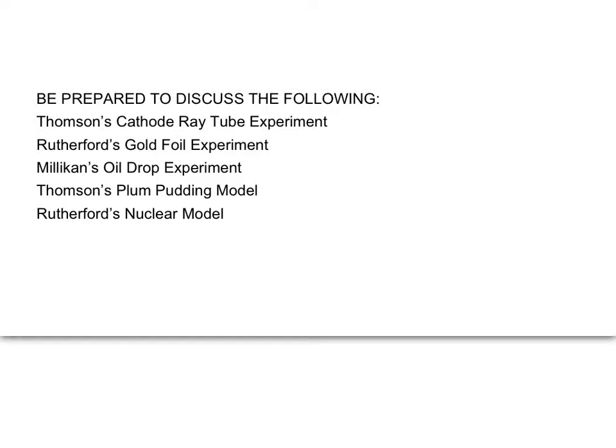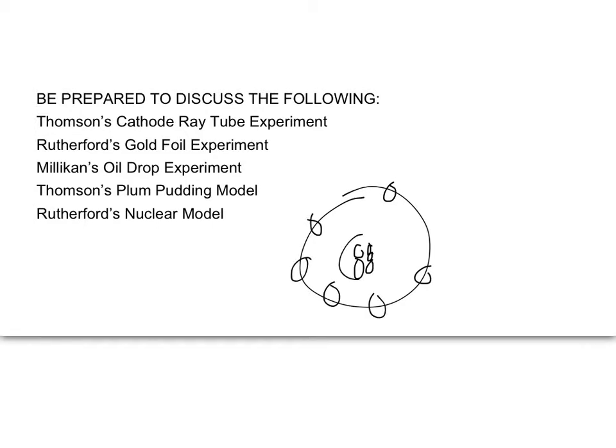Millikan's oil drop experiment, he used fine mists of oil and electrical charges to determine the mass of an electron, and that thus proved that electrons were much, much smaller than atoms. Thomson's plum pudding model I showed you earlier. Rutherford's nuclear model has these protons in the middle and electrons orbiting around like planets. Okay, dense, positively charged nucleus, small electrons floating around in outer space. That was the result of his gold foil experiment.